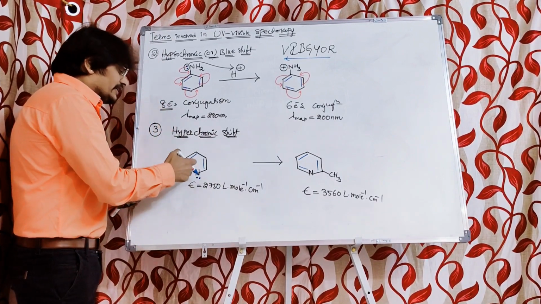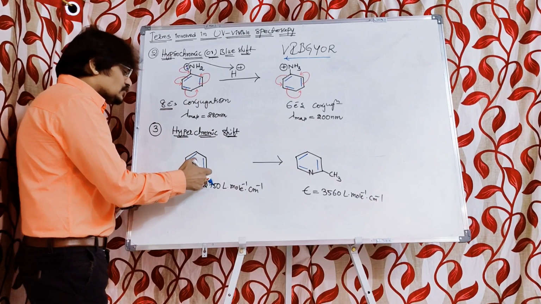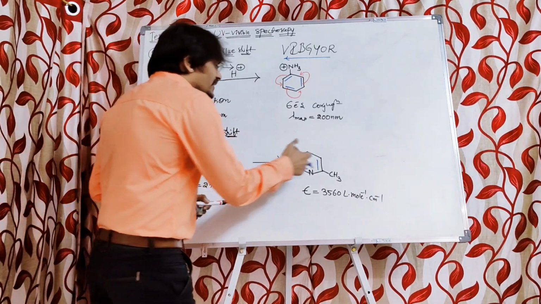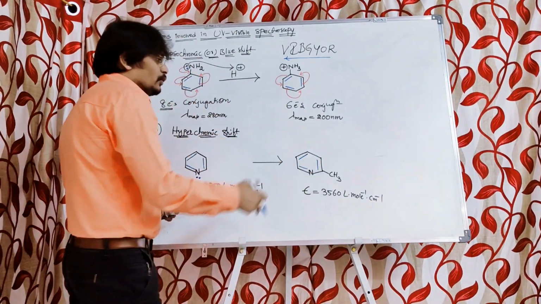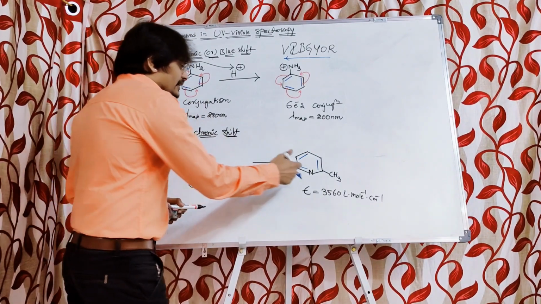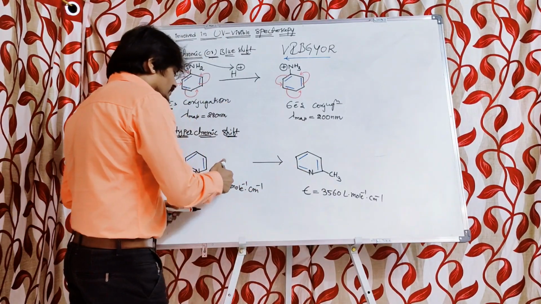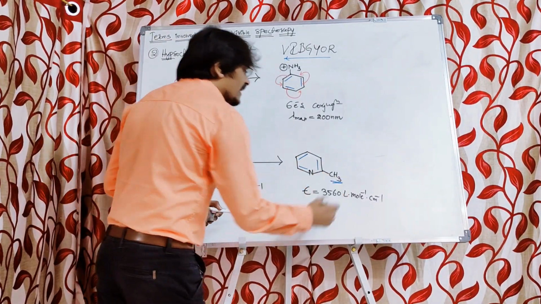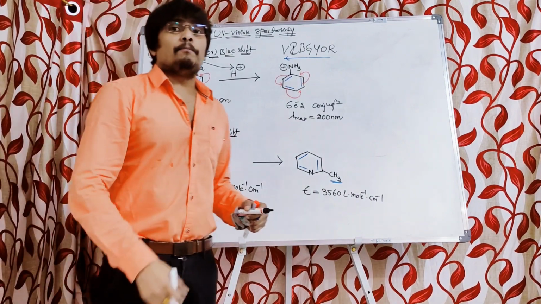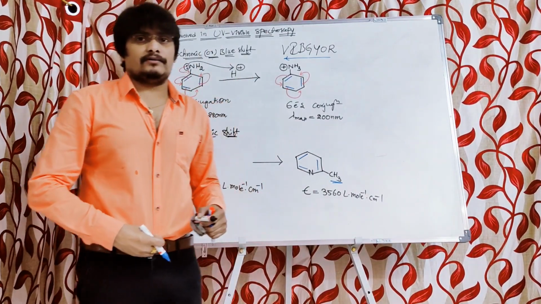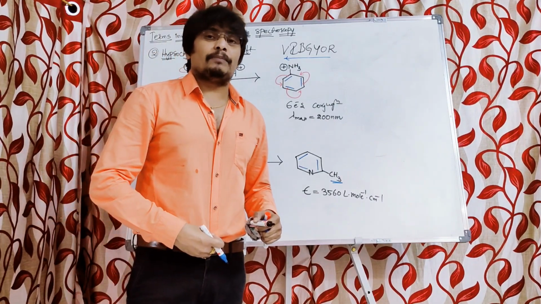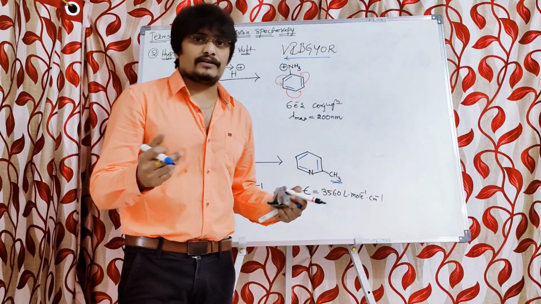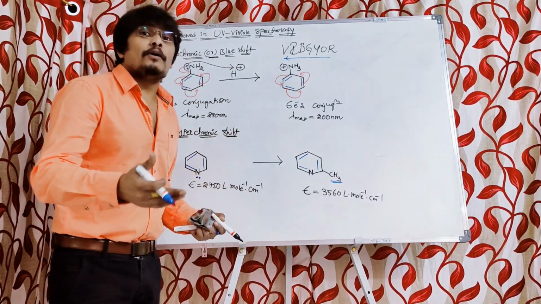So that is the reason its epsilon, that is intensity of the absorption maxima, is 2750 liter mole inverse centimeter inverse. But whenever it has been converted into 2-methyl pyridine, then epsilon has been increased from 2750 to 3560. This may be due to the fact that the methyl group is a plus I or plus M group. Plus I means inductive. Plus M means mesomeric.